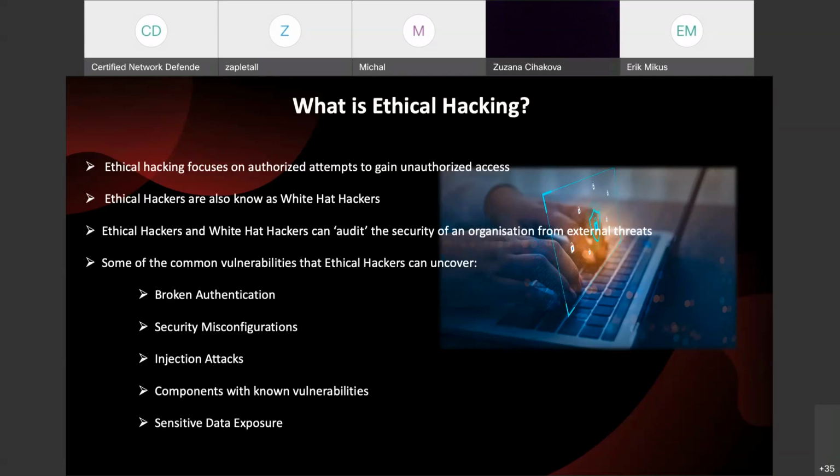We know about components with known vulnerabilities, and there are new vulnerabilities emerging on a daily and weekly basis, even from large organizations. These sorts of vulnerabilities are often ignored by developers.